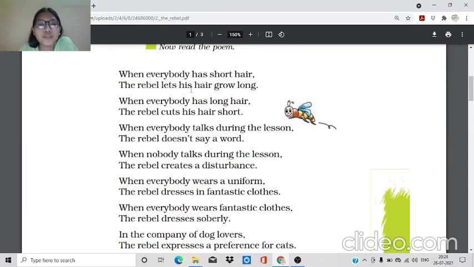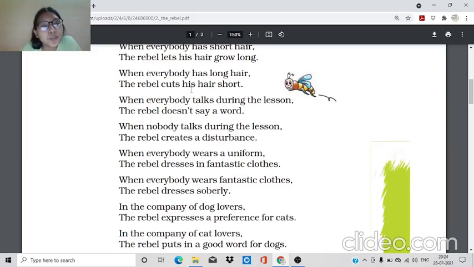So when everybody has short hair, the rebel lets his hair grow long. However, when everybody lets his hair grow long, the rebel cuts his hair short. So the rebel is actually just contradicting, just does actions that are opposite. Okay? So he is always in contrary with everybody. Okay?